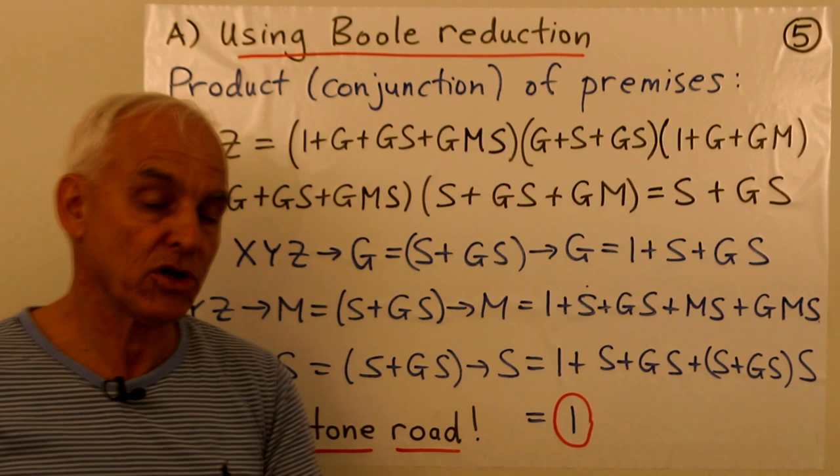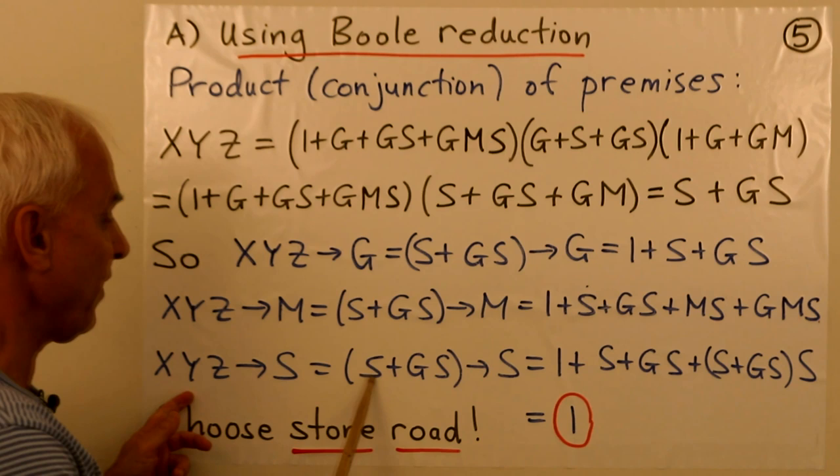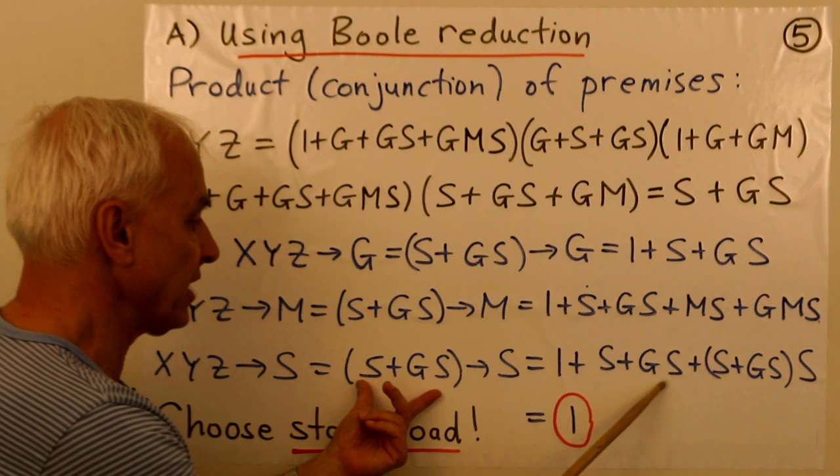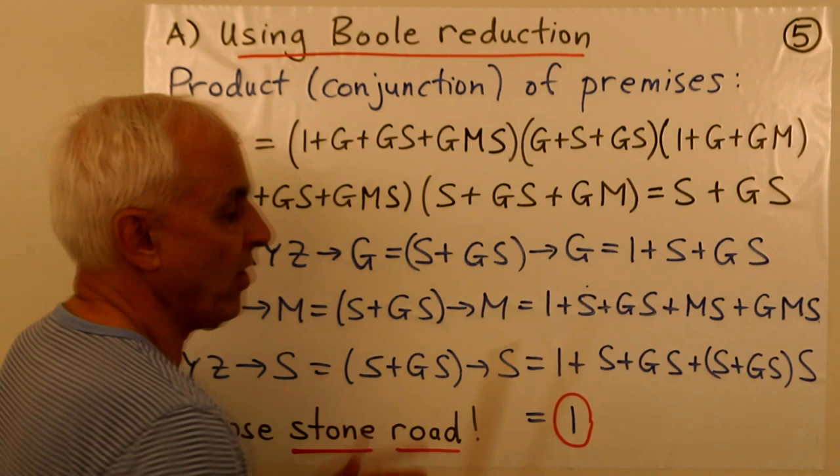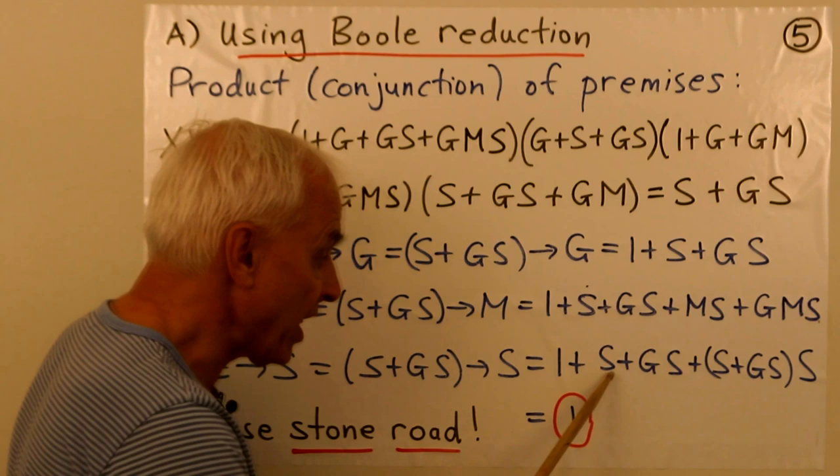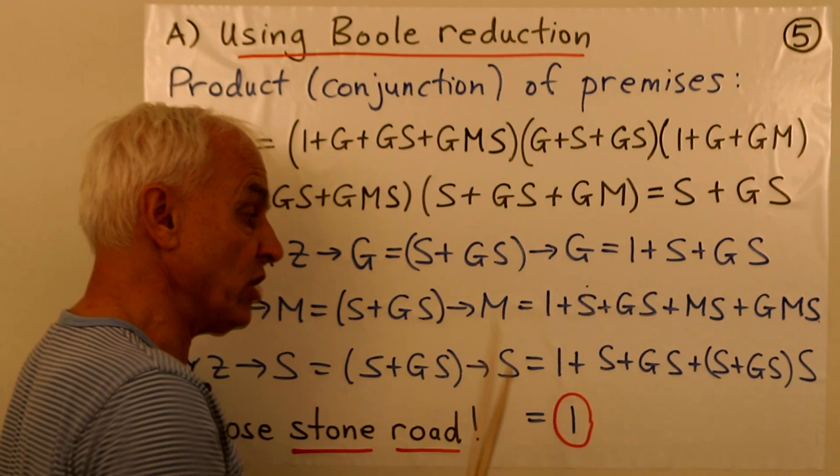Finally, XYZ implies S. So here we have S plus GS implies S. Let's evaluate that. It's 1 plus the first term, S plus GS, plus the product of the two things. So S plus GS times S. Now when we do this product, the S times S is S, which cancels with that S. And the S times GS is GS, which cancels with this GS, and we do get just 1.